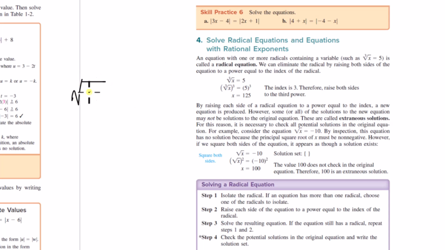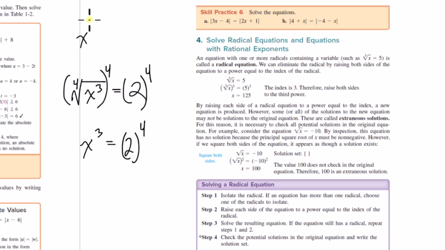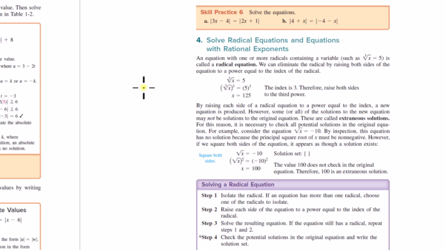Like if you had the fourth root of x cubed is equal to 2, right? Well, if we raise this to the power 4 on both sides, what happens? Well, you get rid of the radical. Right? It's like this is x to the 3/4. If we raise that to the power 4, well, 3/4 times 4 is just 3. So the general idea is we're going to raise both sides of a radical equation to the index of a certain radical to eliminate the radical. And then we're left with just a regular equation, whether it be polynomial, linear, whatever, and we go ahead and solve.